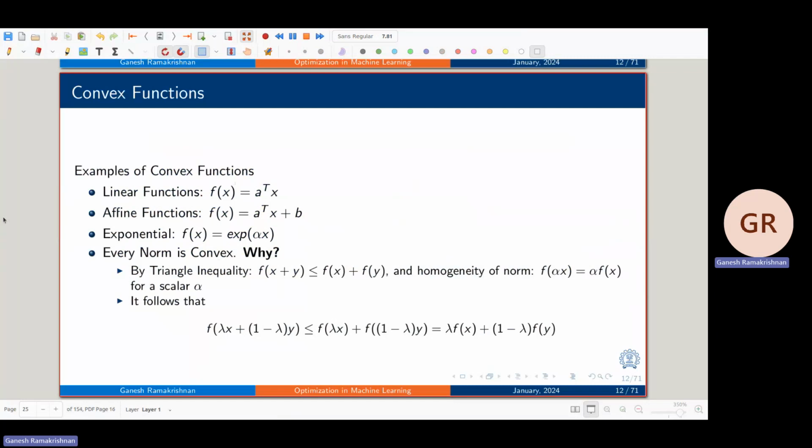Matrix induced norm. But for the matrix induced norm, for P, you need some symmetric positive definiteness property. Okay, so let's look at some more examples.